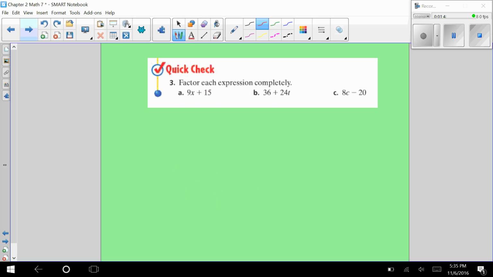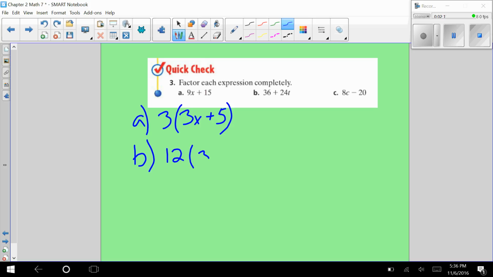So let's try a couple. In the first one, 9x plus 15. What is the GCF of 9 and 15? Well, it is 3. 3 times what makes 9x? 3 times 3x. 3 times what makes 15? 5. There's a plus, so I put a plus and close my parentheses. For B, 36 plus 24t, what is the greatest common factor of 36 and 24? It is actually 12. 12 times what makes 36? 3. 12 times what makes 24t? 2t. I put a plus in between because there's a plus in my problem, and close the parentheses.